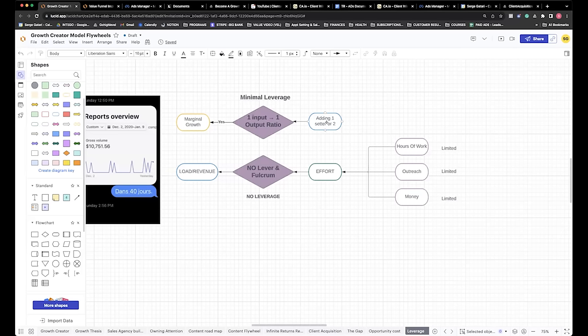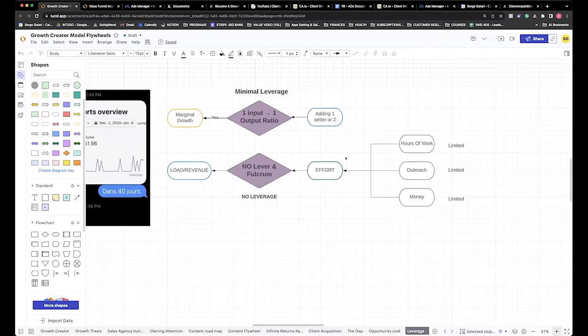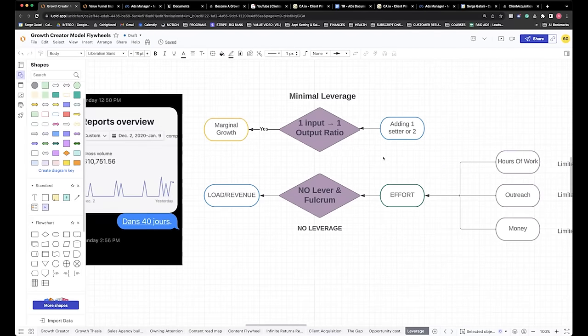Or when you onboard one or two new setters, even though you're adding more leverage to your acquisition, it's still one input, one output. Because every setter you add on is just 100 more outreaches per day. So it's still one in, one out. This is a symmetrical relationship. You add more effort, you get the same amount back.